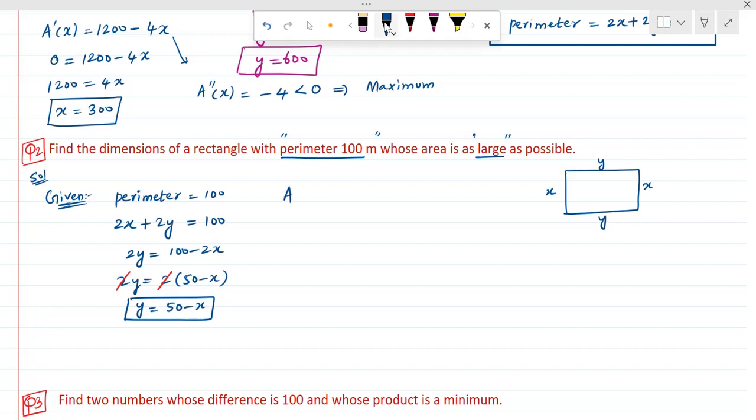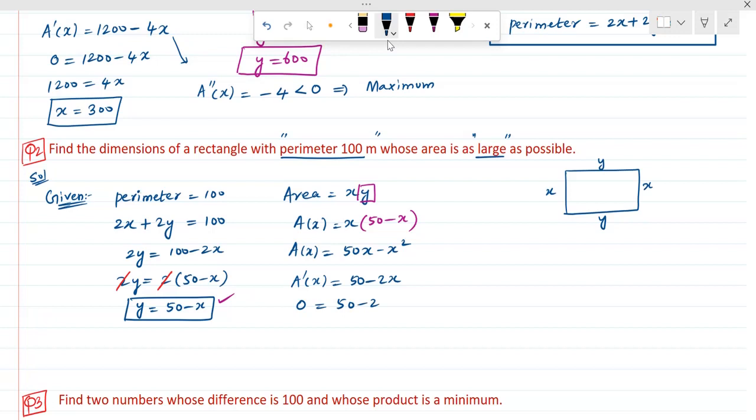Now coming to the area. What is the area? It is xy. So I just replace y in terms of x. The y here is 50 minus x. Now when you multiply, you will get 50x minus x squared. It is the same rule. I have to find the critical value. The derivative is 50 minus 2x. So put it equal to 0. 2x equals 50, so x is equal to 25.